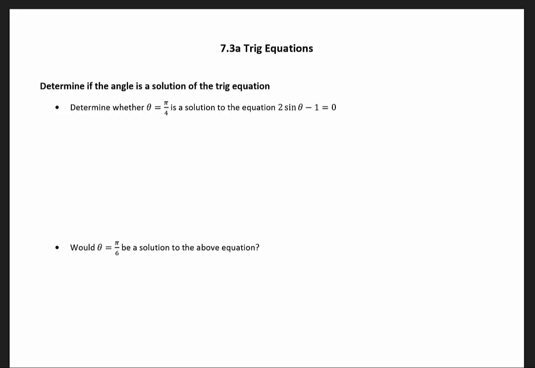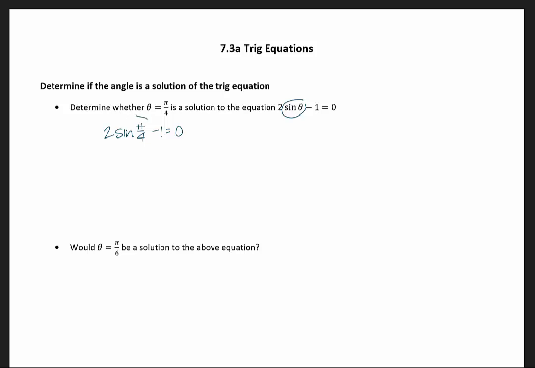So the first thing that we're going to do is look at seeing if theta equals pi over 4 is a solution. How we're going to do that is we're going to look at sine of theta, and plug in pi over 4 into that and solve. And so when I do that, I get 2 sine of pi over 4 minus 1 equals 0.